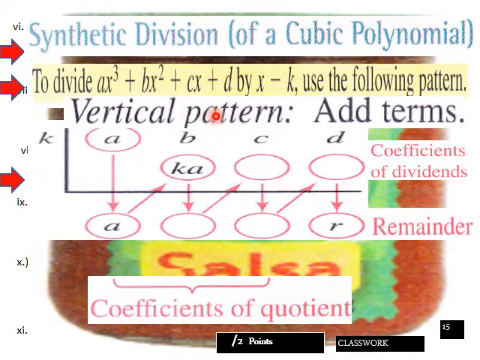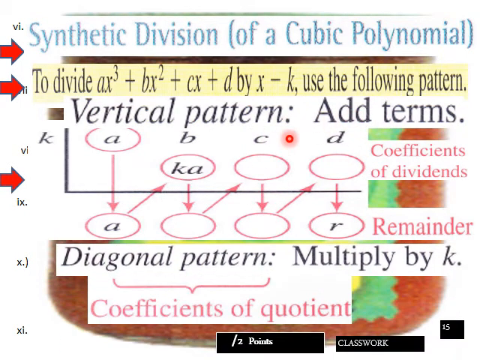So vertical pattern, add terms. So the vertical pattern here, you would add terms. You wouldn't change signs and add. You would just add them together. Then the diagonal pattern would be multiplying by k. So when you go diagonal here, these are products of k times that, k times that, k times that. And then your remainder, you stop there. You don't multiply your remainder.